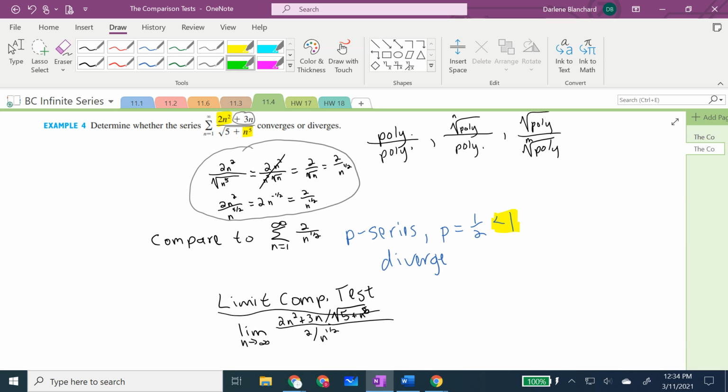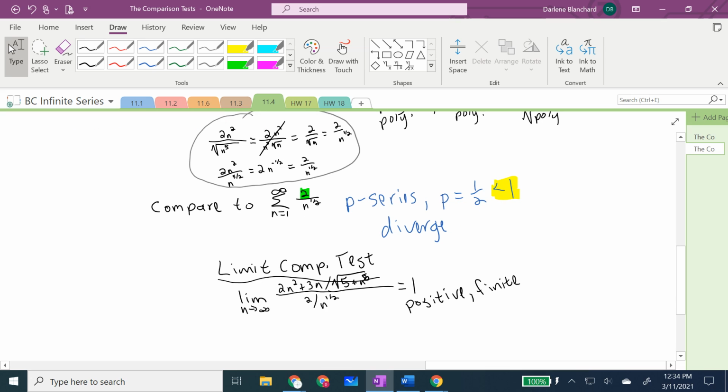And as long as I brought this 2 with it, this limit is 1. And because it is positive and finite, that means they both converge or they both diverge. And at that point, you are able to make the final statement that the original series diverges.